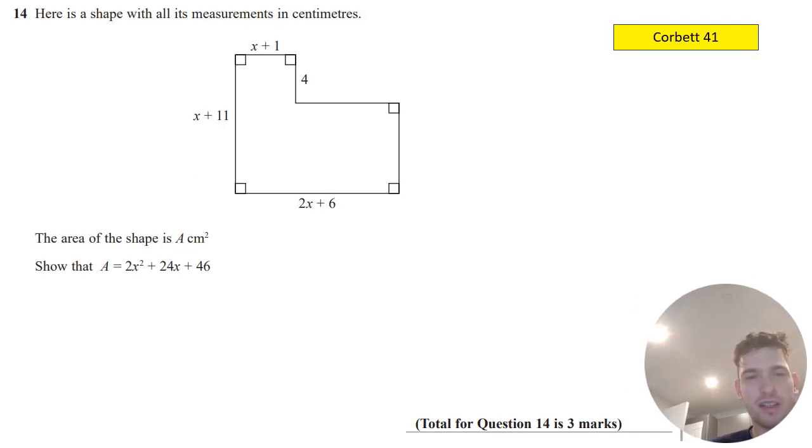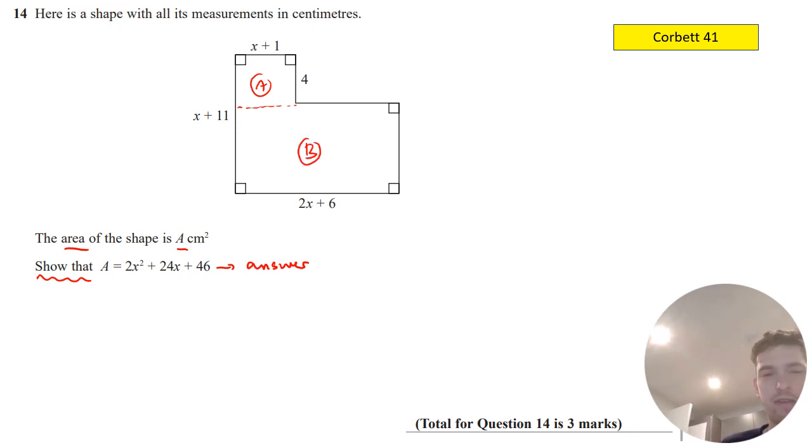Here's a shape with all its measurements in centimeters. Okay, I've got a compound shape here, so I know that I'm probably going to have to split it up. It says the area of the shape is A. It's a show that question, so this is what my answer needs to look like. I can split it up a couple of different ways. I think it's going to be easier if I split it up like this, but you could have split it up the other way as well. So I've got 2 shapes here, shape A and shape B. Let's find the area of both of those.